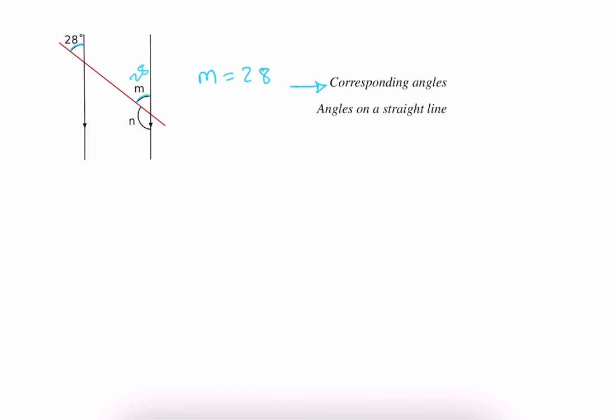Now, to get the measure of angle N, I can recognize that M and N are both on a straight line, which means M plus N equals 180. So, to get the value of N, I need to subtract the value of M from 180, which is going to be 180 minus 28. 180 minus 28 is going to be 152.